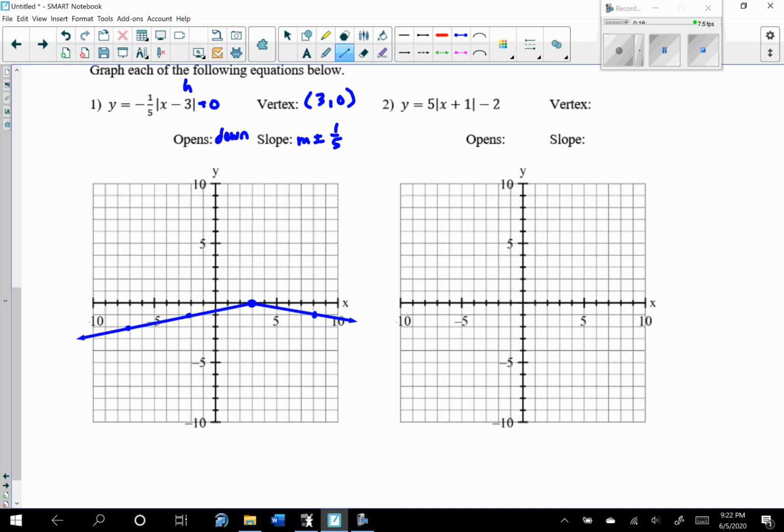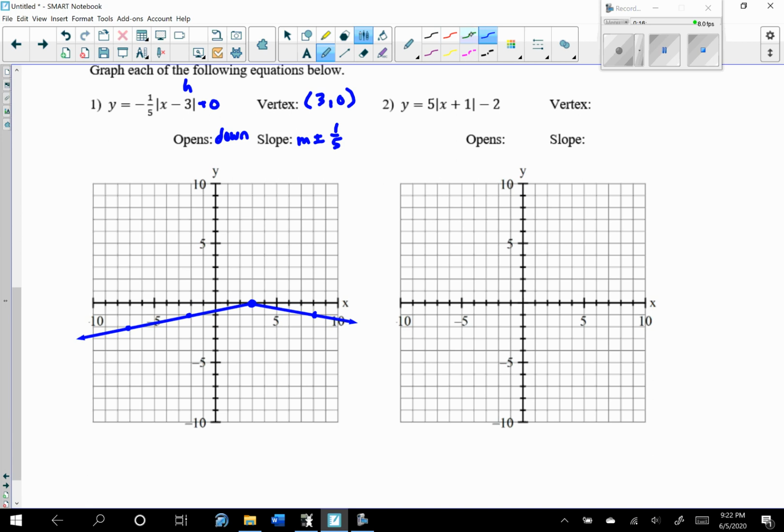And that gives me my equation. So what were the transformations that we made? We had a reflection across the x-axis, a vertical compression by 1/5, and then we also moved our graph to the right 3. So why don't you guys see if you can do number 2 on your own, then when you're done you can unpause the video and check your work.